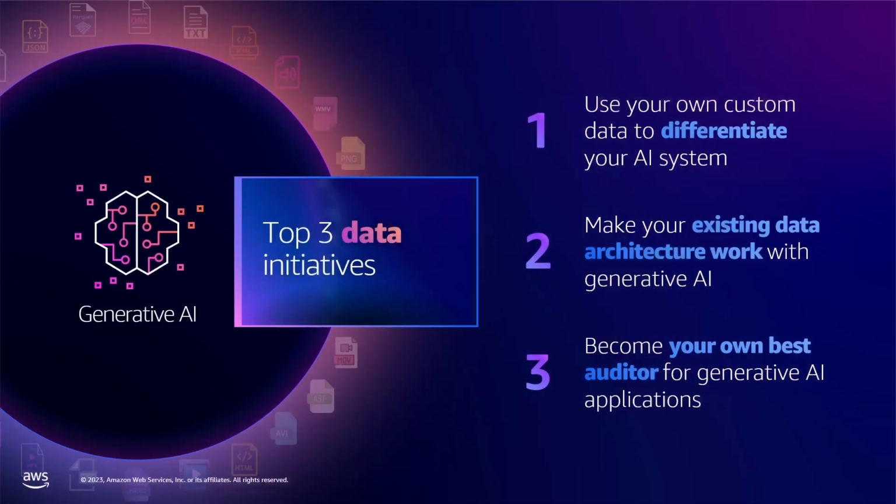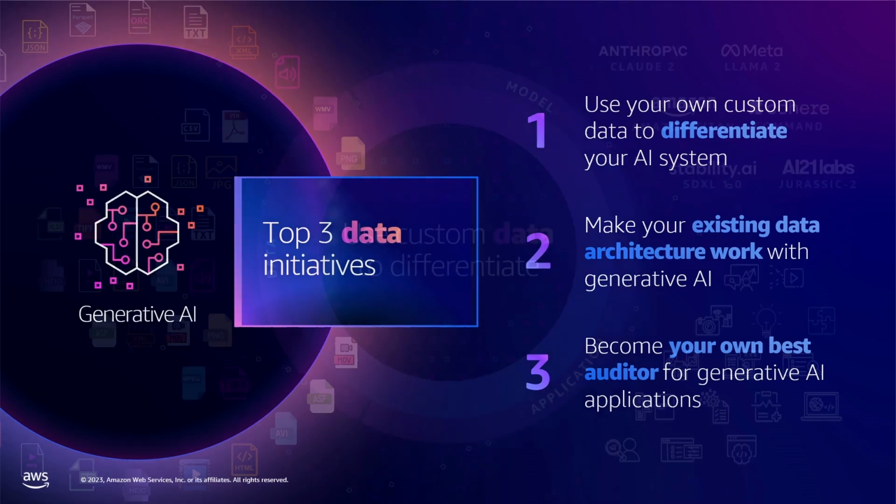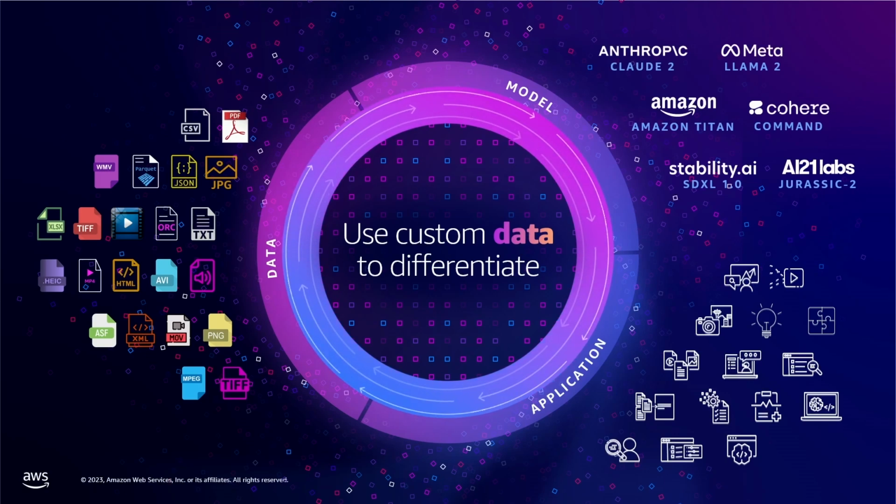Here they are. The first one is to use your custom data to differentiate your AI system. The second is to make your existing data architecture work with generative AI. And the third one is to become your own best auditor now for generative AI applications. And if you think back to what Alexandru talked about, Adobe is doing all of those. So the first one I'm going to start with is using custom data to differentiate.